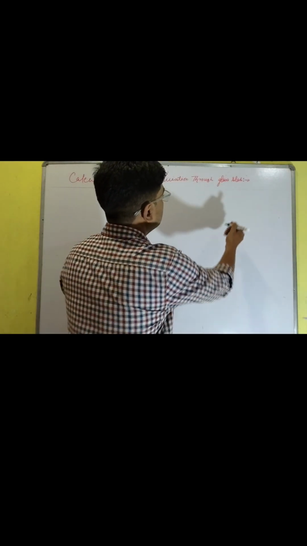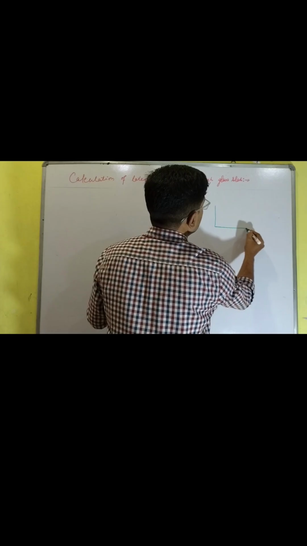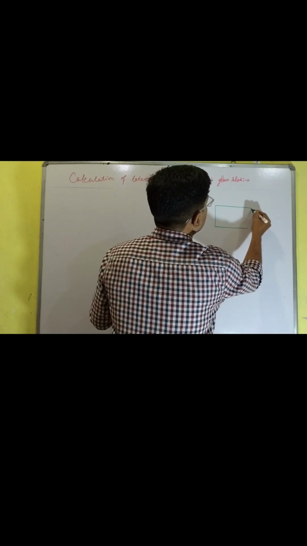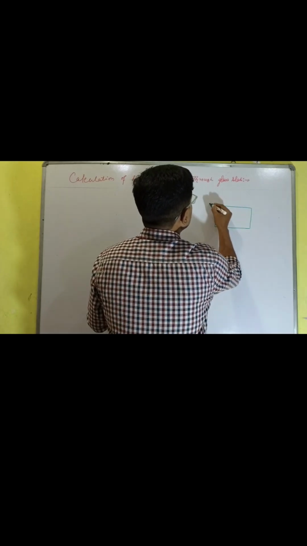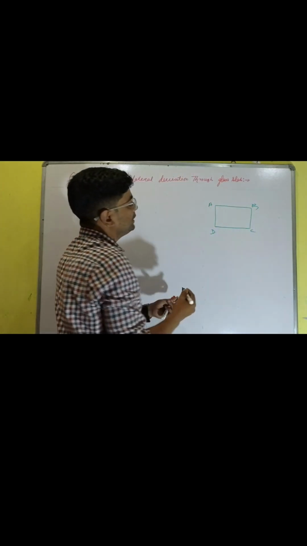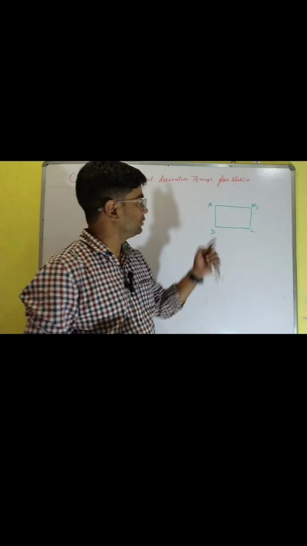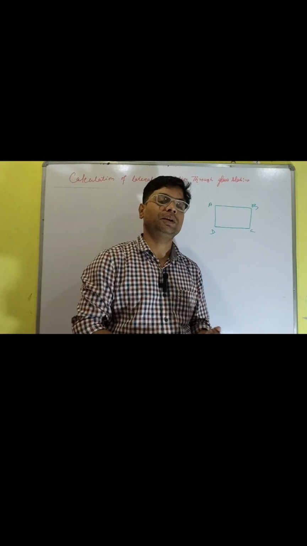Glass slab. Let us consider a rectangular glass slab. Suppose ABCD is a rectangular glass slab. First, we are to draw the outline of the rectangular glass slab.